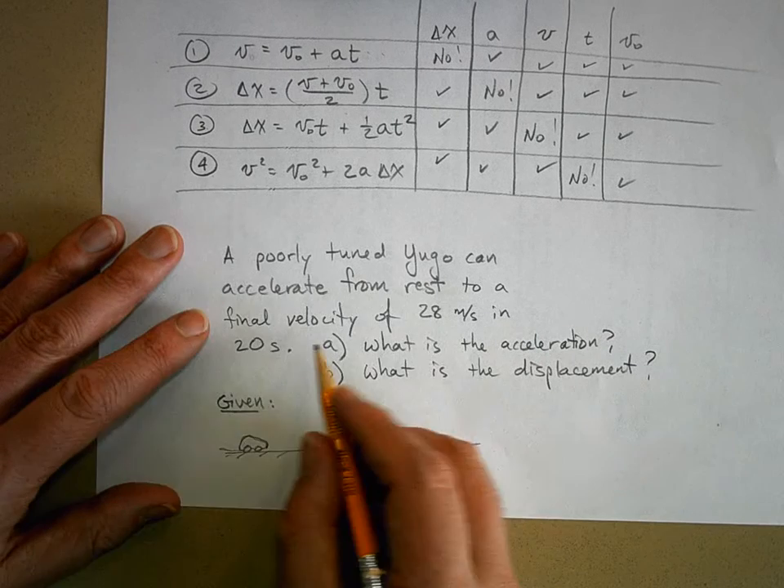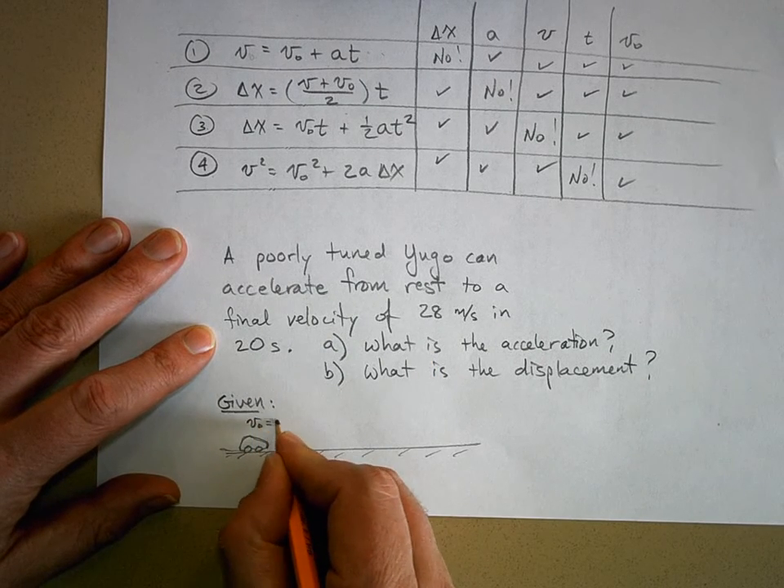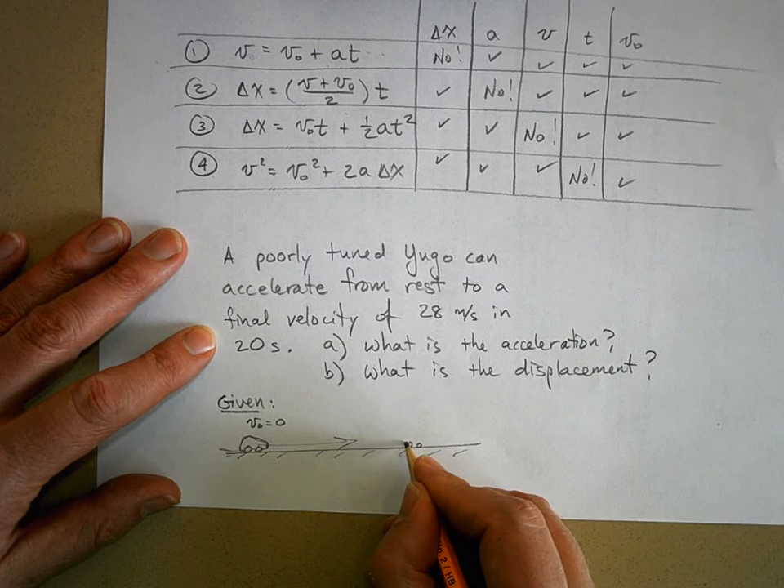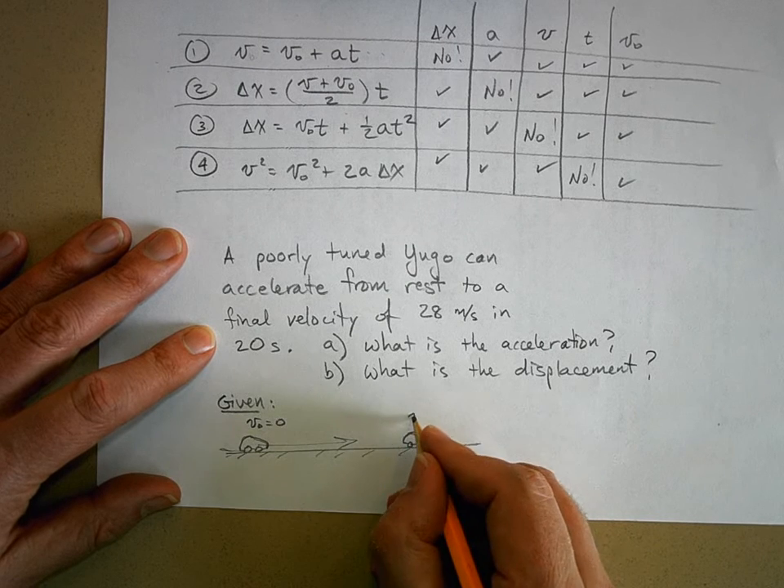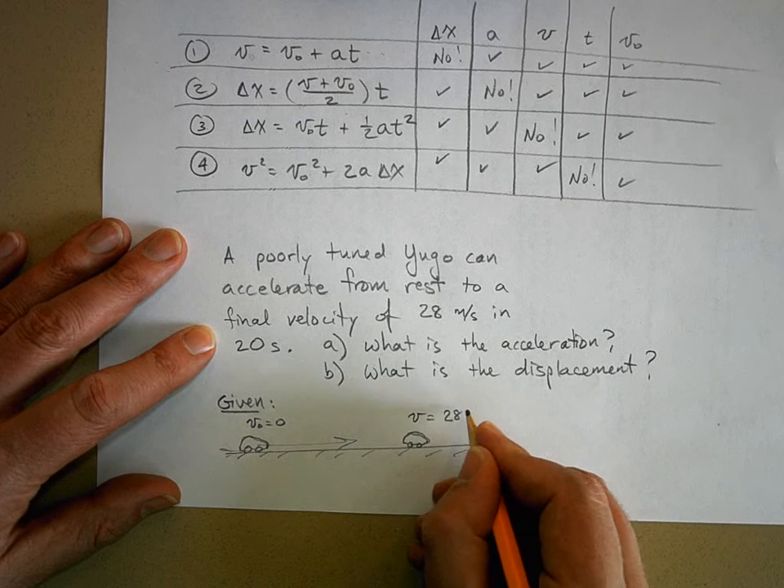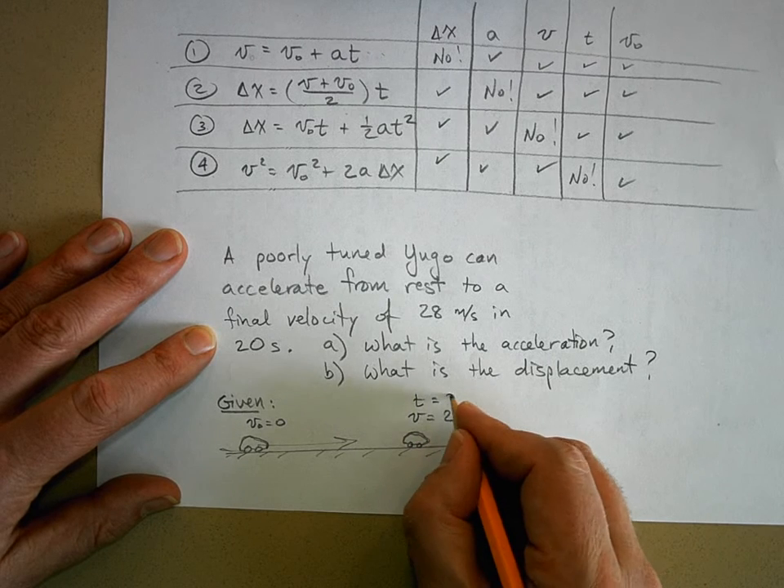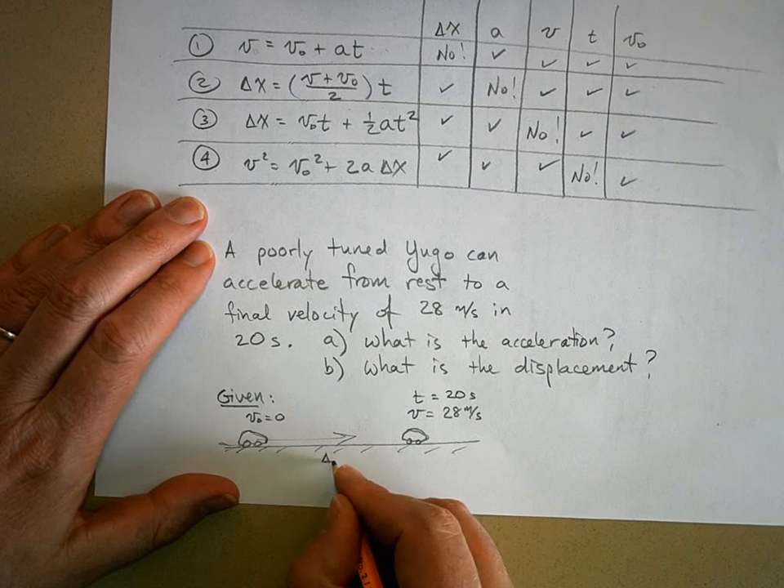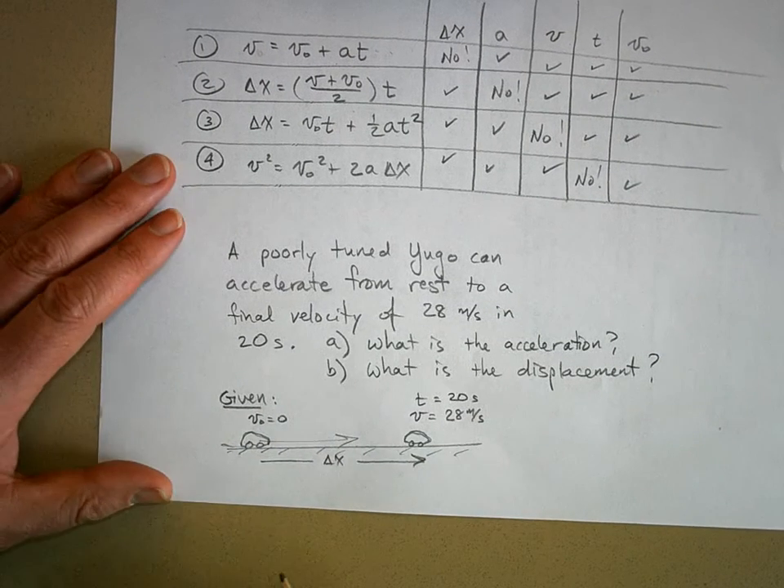So here it is at the beginning. So v naught equals 0, and then it accelerates forward until it's going over here. Whoops, changed shape a little bit. And its final velocity is 28 meters per second, and it did that after 20 seconds. All right, and here's delta x right here. Now what are we trying to find?